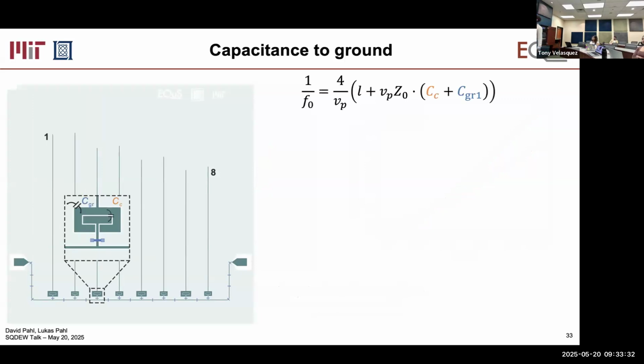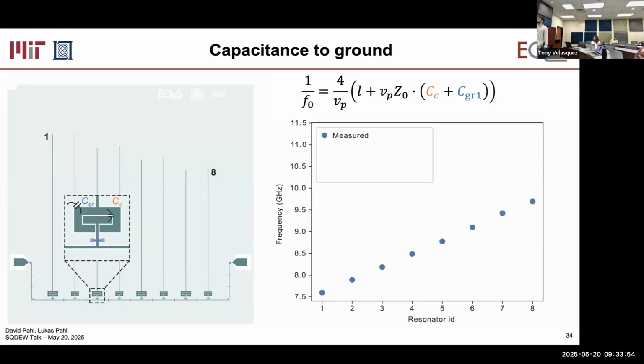Remember that what affects the resonance frequency to first degree is mostly the capacitance across and the capacitance to ground on the resonator side. So I'm drawing those here. And we've extracted them using the same methods as before by introducing a reference plane here, in this gap, and so on. And these are the resonance frequencies that I've measured.